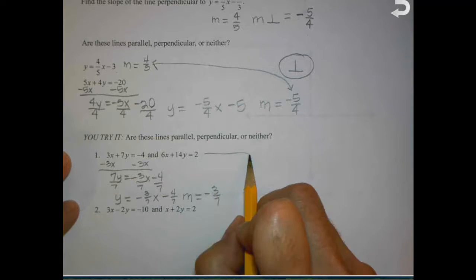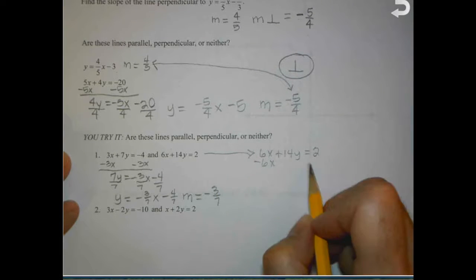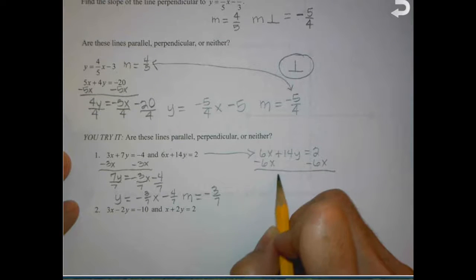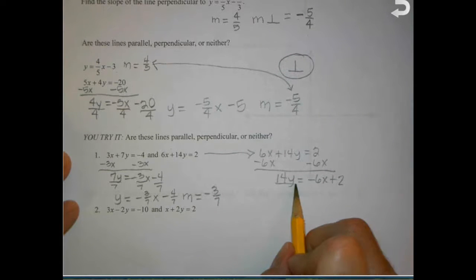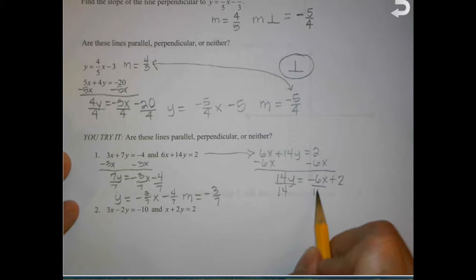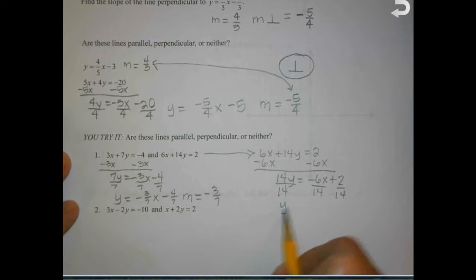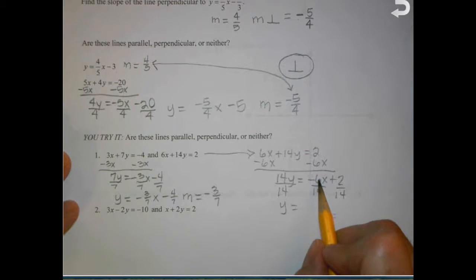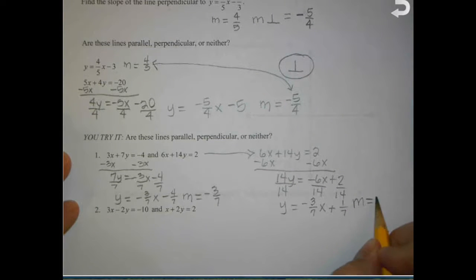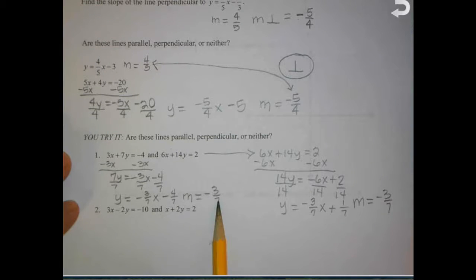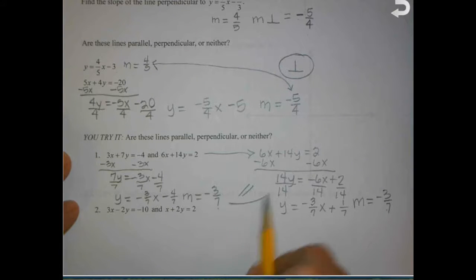And then for this equation, subtract 6x from both sides. 14y is negative 6x plus 2. Then I want to divide everything by 14 to get that y by itself. And I have y equals, I want to reduce this, divide each by 2, so negative 3/7 x, and then this comes out to 1/7. So this slope is also negative 3/7, and since I have the exact same slope for both, then my lines are parallel.